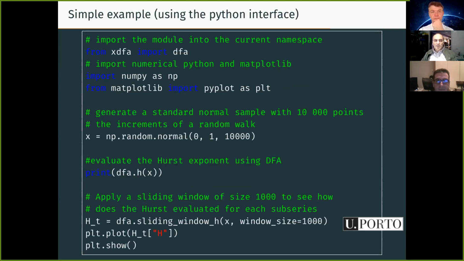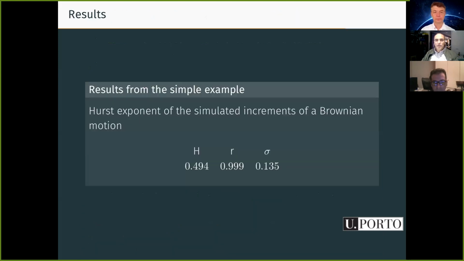In this case, I'm using Python to import the DFA, and this example is best run from Jupyter, from an interface like a notebook. Notice that we are simply applying it to a given time series, and in order to compute the Hurst exponent, we simply do DFA of H. And the same, we can also place H of t, the sliding window version, apply the DFA, and simply plot it. It's a lot easier to do it that way.